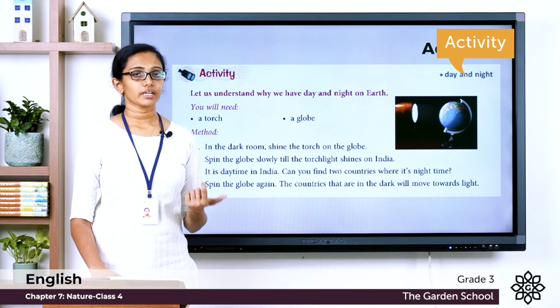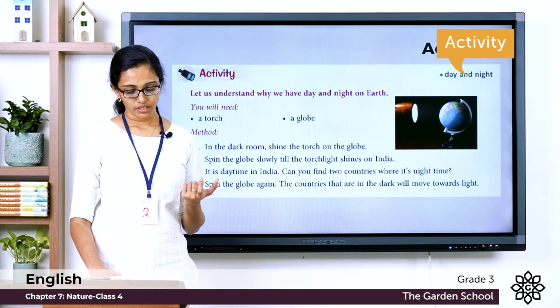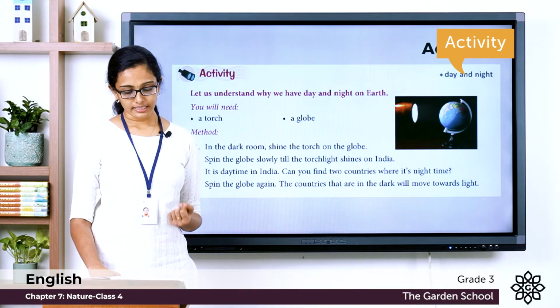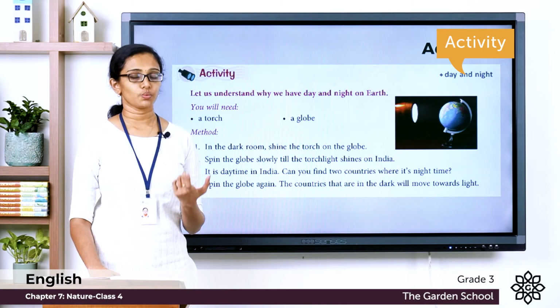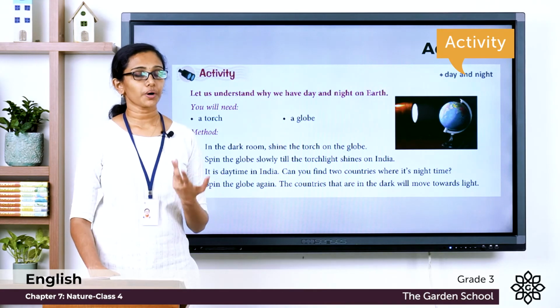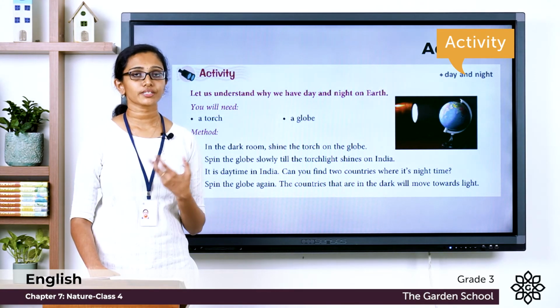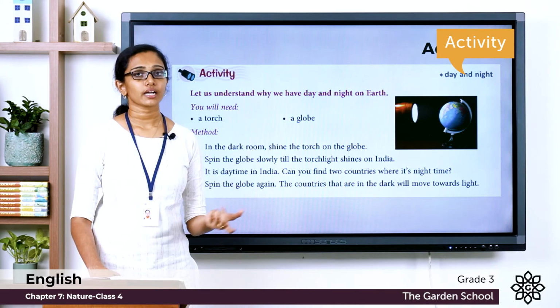It is daytime in India. Can you find two countries where it is night time? Spin the globe again. The countries that are in dark will move towards light. So we all know why we have day and night. Why? Because the earth rotates on its own axis and revolves around the sun.